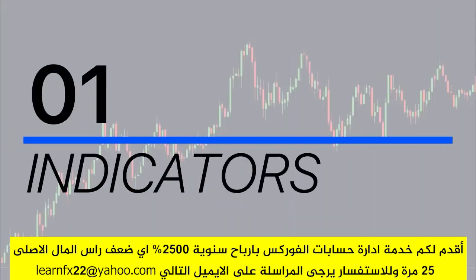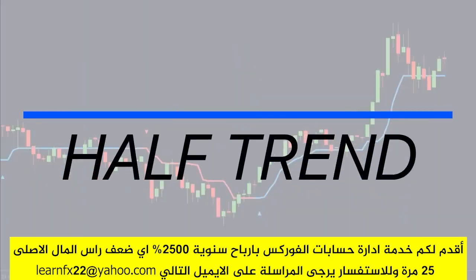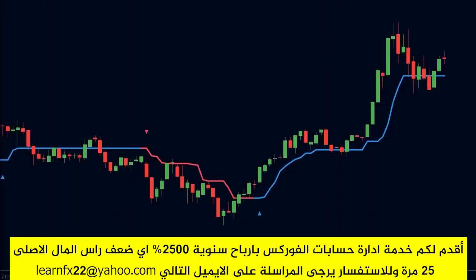First, let us discuss the indicators that we will use in our strategy. The first indicator that we will be using is called the half-trend indicator. The indicator is available on TradingView as well as other platforms. If you want to use the indicator on TradingView, then follow these steps.